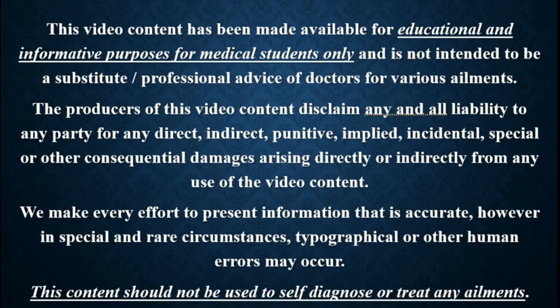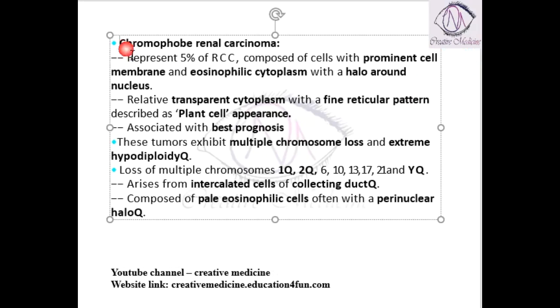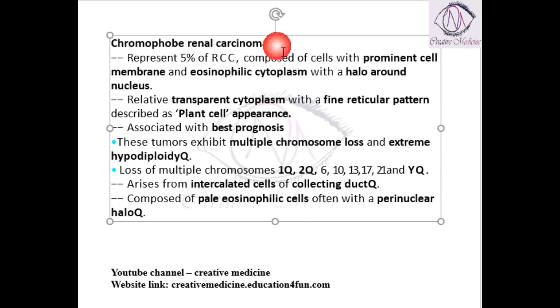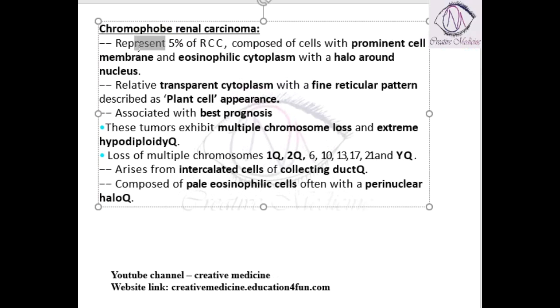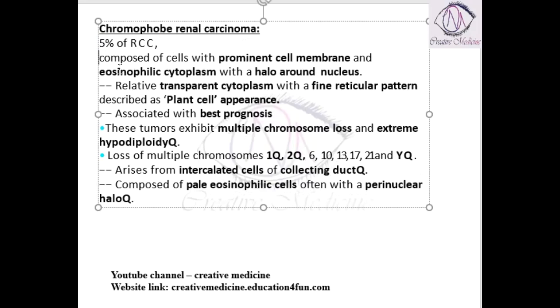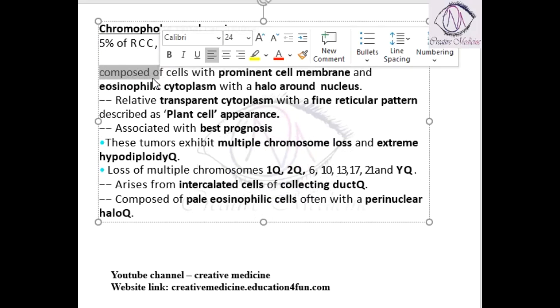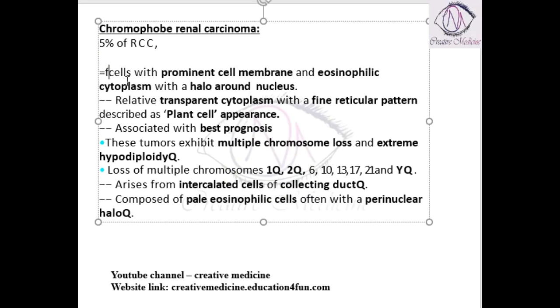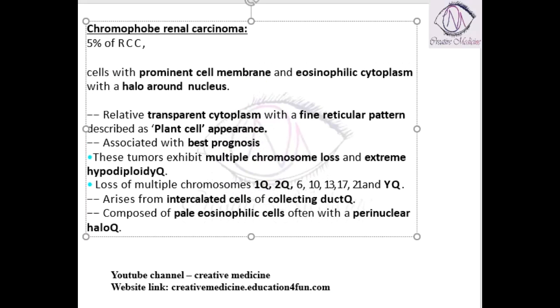In this lecture, we will learn about chromophobe renal carcinoma. Chromophobe renal carcinoma is present in only 5% of renal carcinomas. This tumor contains cells with a prominent cell membrane and eosinophilic cytoplasm.